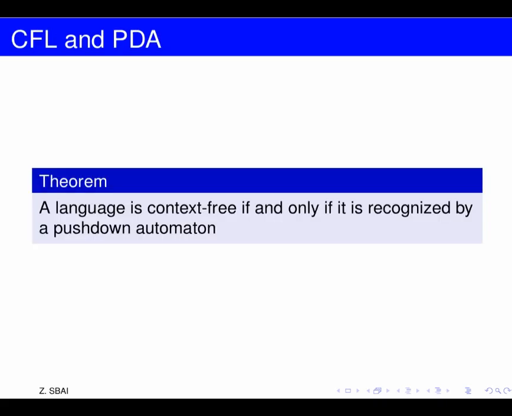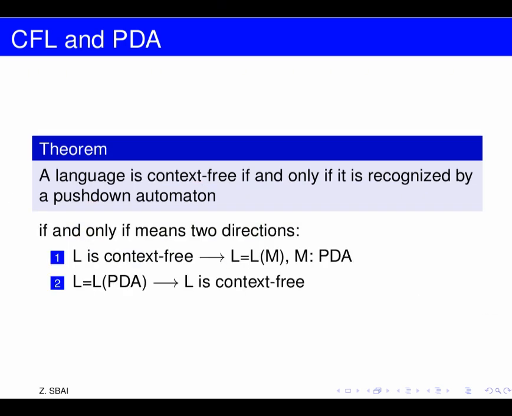After defining what are pushdown automata and showing how they are used to recognize context-free languages, let's now state a very important theorem, which is: a language is context-free if and only if it's recognized by a pushdown automaton. If and only if means two directions to prove. We have the first one, which states that if L is context-free, then there should be a pushdown automaton, which is a recognizer for this language.